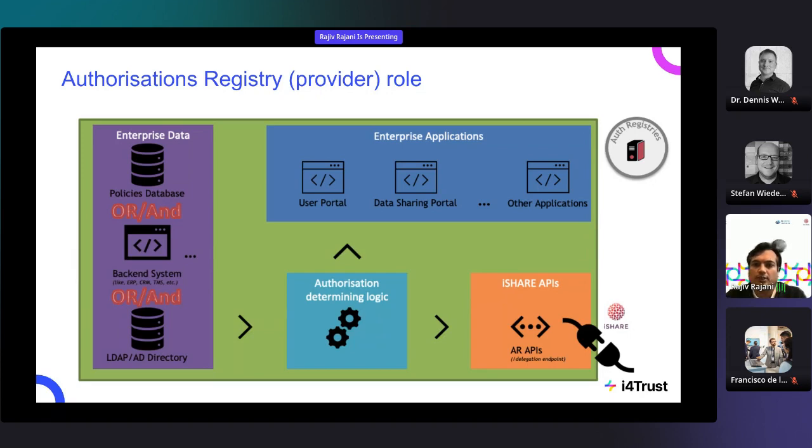And all they have to do is make sure that they implement the iSHARE compliant APIs that are mentioned in the iSHARE specifications. They can use multiple sources of data, like a policy database, backend systems of the service provider, and other parties, even the Active Directory or directories where an organization stores rights and identities of its own employees and applications, and various other sources possible, and determine on the fly if necessary whether a party should have authorization to some data or not.